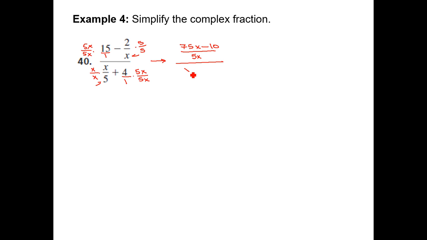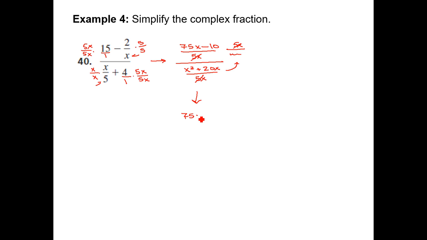In the denominator, I've got an x squared plus 20x, all over that common denominator of 5x. And when it comes down to it, you're not going to have to show this step, because when I have a fraction divided by another fraction and they have the same denominator, think about what would happen if we multiplied by the reciprocal. Well, if I multiply by the reciprocal, I'm going to have 5x over something, so those 5x's are going to cancel out. So here's why method 2 is so much nicer.